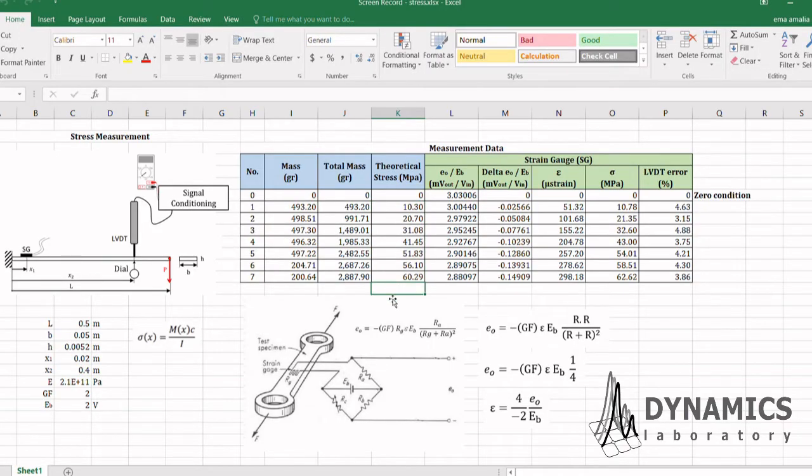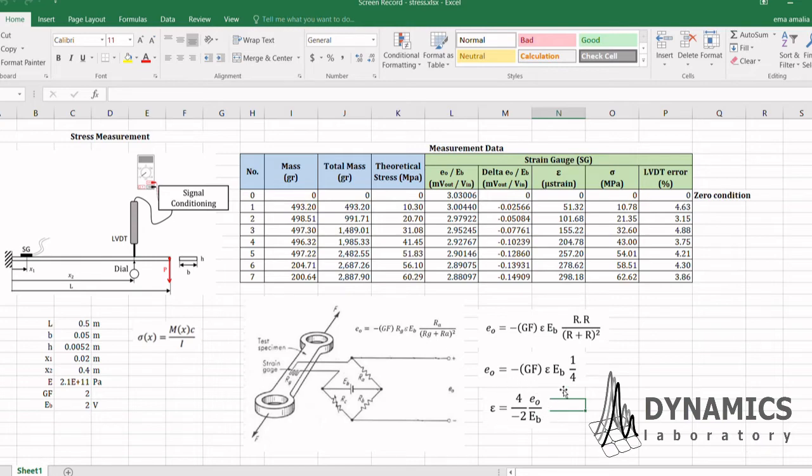Before we start with the data processing, I want to show you the strain gauge formula that you have already learned in the lecture. This is the formula. We can simplify the formula by assuming the resistance values of the strain gauge and resistor are the same. As a result, we get this equation. The gauge factor of our strain gauge is 2. Therefore, we can substitute it into the equation and get this final equation to calculate strain.